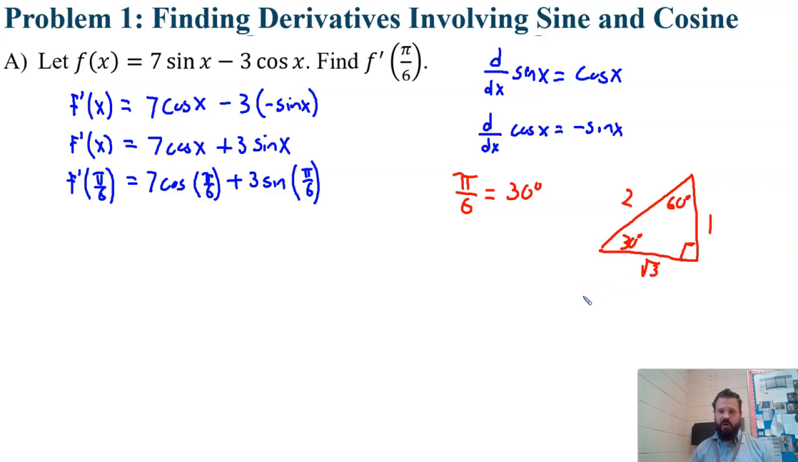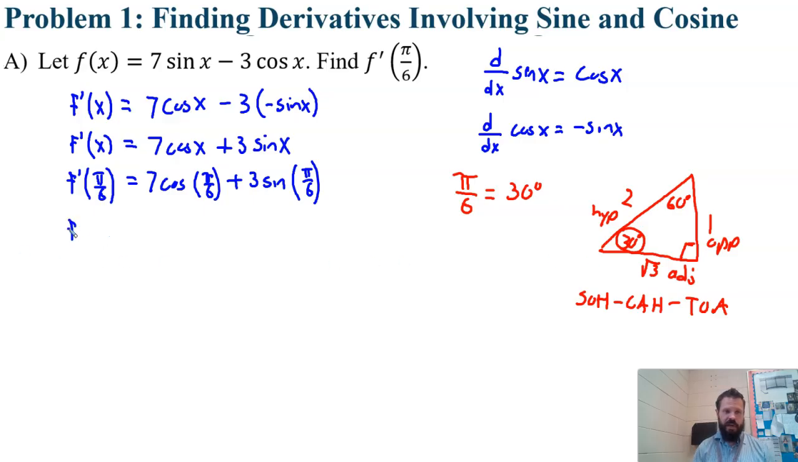And for evaluating, we're using our SOH, CAH, TOA, and we're dealing with a 30-degree angle, so let's label that triangle accordingly. 1 is the opposite side of the 30. Root 3 is the adjacent side to the 30. And then 2 is the hypotenuse.